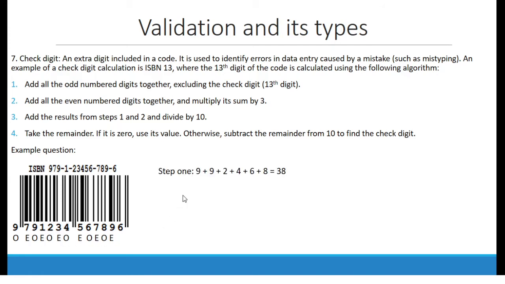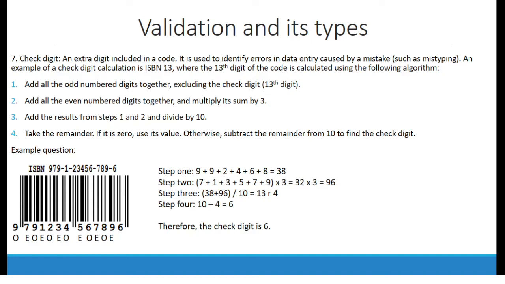First, we add all odd numbers together, getting 38 as the result. Then, we add all even numbers together and multiply the sum by 3, which we get as 96. Add both results together and divide it by 10. We get the remainder 4. Subtract the remainder from 10 to get 6. Therefore, the check digit is 6. You can confirm this with the check digit given at the end of the code, which is also 6.